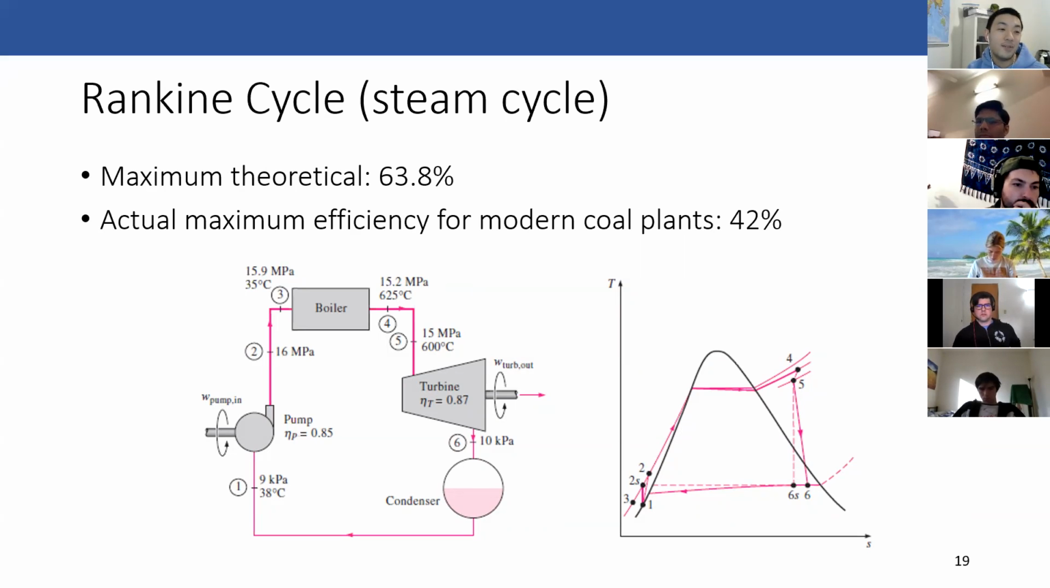You can get a maximum theoretical efficiency of a little over 60%, but modern day coal plants are nowhere near that. I think the highest we've ever seen in a real coal plant is a little bit more than 40%, which is actually extraordinarily high. The average is going to be probably between 30 to 40% efficient.